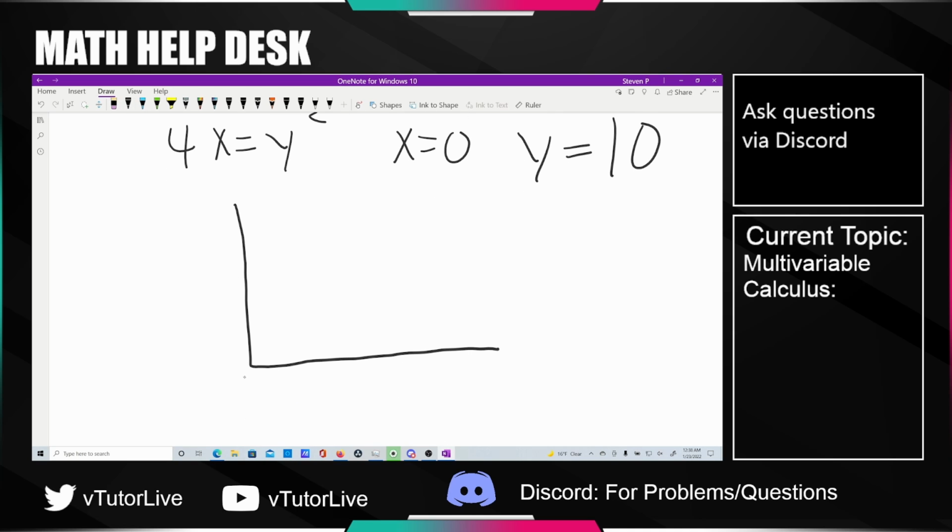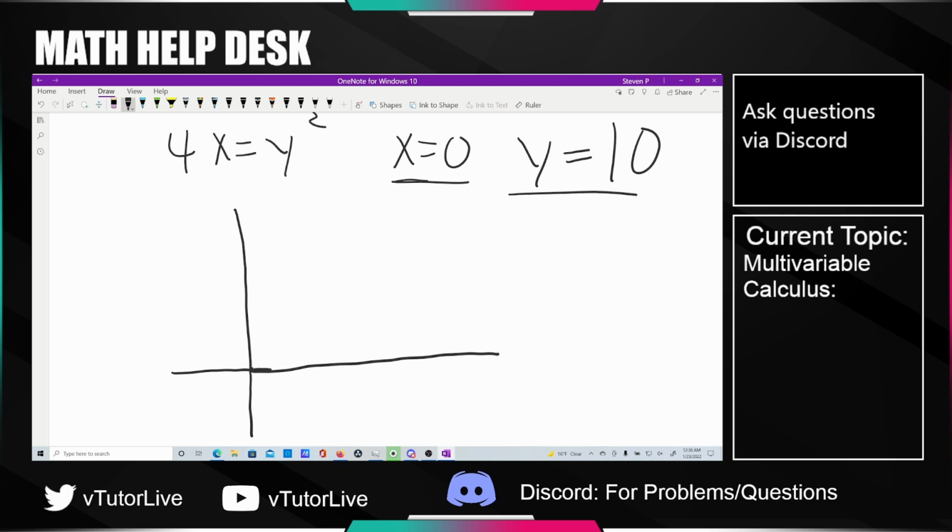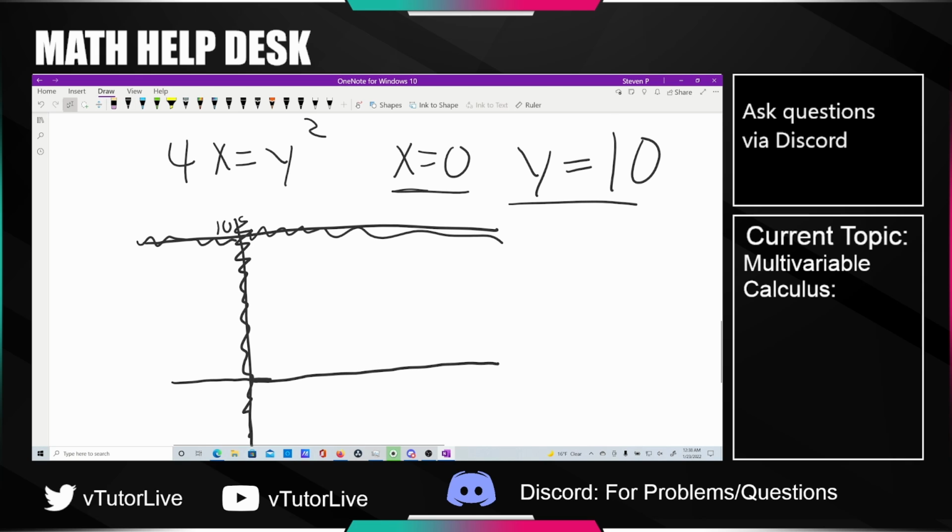So I'm going to draw this out a little bit again. I'll go ahead and draw in x = 0 and y = 10, because those aren't too crazy, right? x = 0 is this boundary. y = 10 is sort of this boundary. And now we just want to draw 4x = y squared.